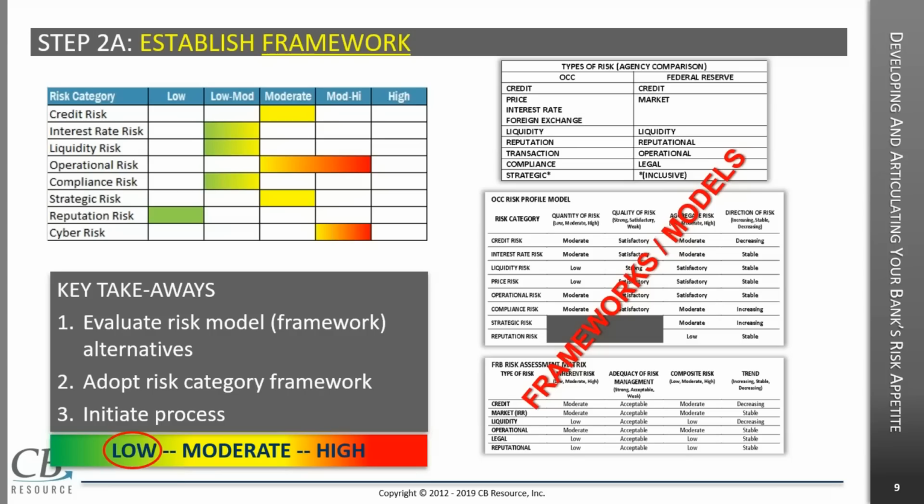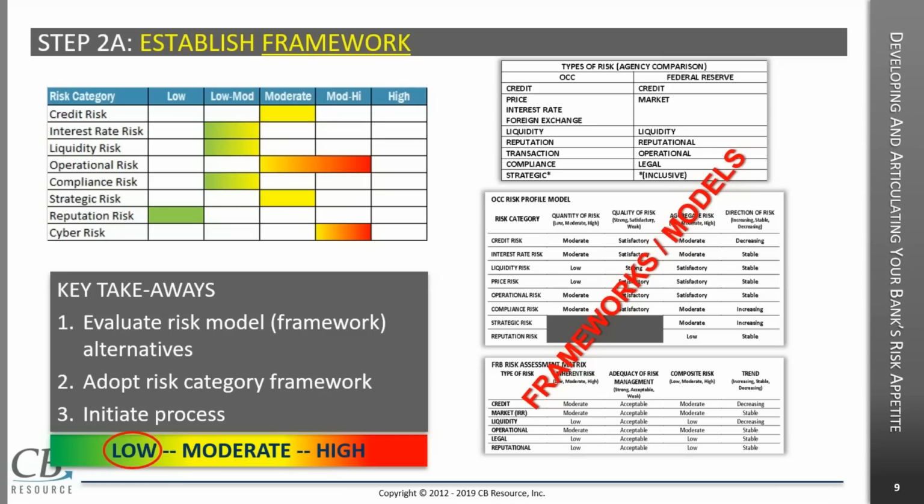You also have regulators that have their own view, right? If you're an OCC bank, OCC gives you their risk profile in every annual assessment, right? And they've got 8 categories. They've got credit risk, interest rate risk, liquidity risk, price, operational risk, compliance, strategic, and reputation.